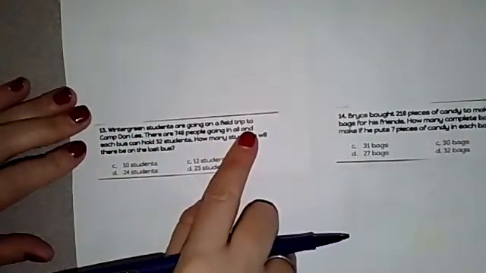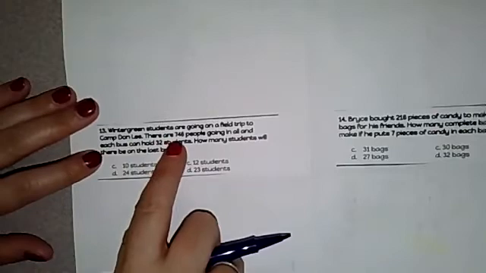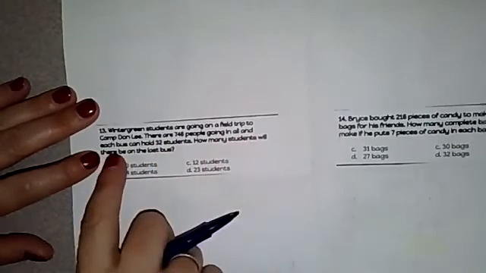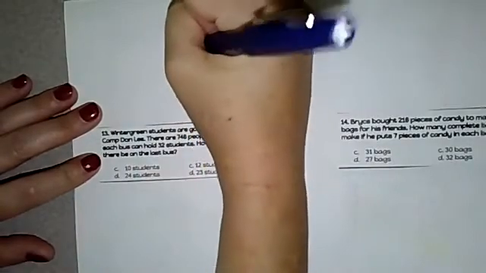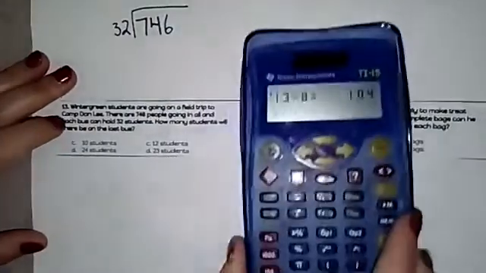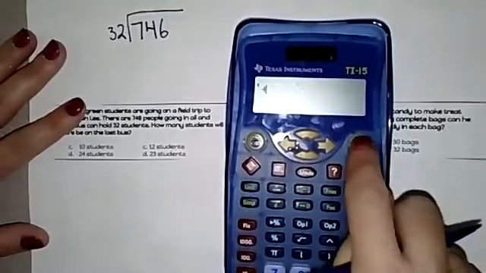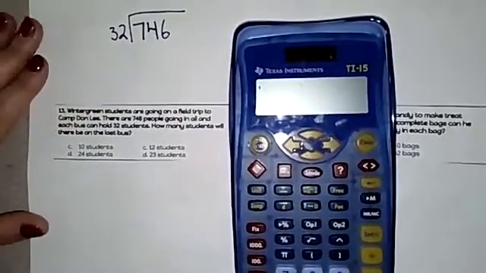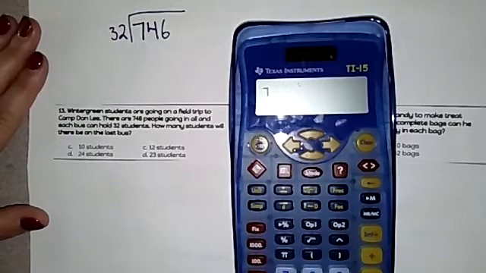2 more. Y'all are almost done. All right. Wintergreen students are going on a field trip. There are 746 people going in all, and each bus can hold 32 kids. So that's 746 divided between 32 students on a bus. Use your INT divide button. So that is 746 INT divide 32.